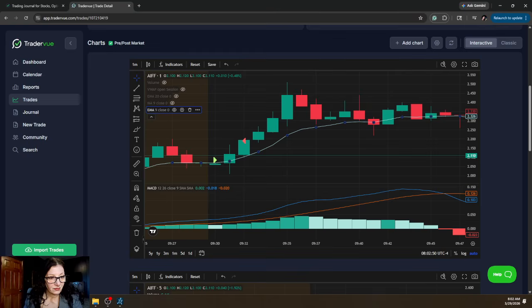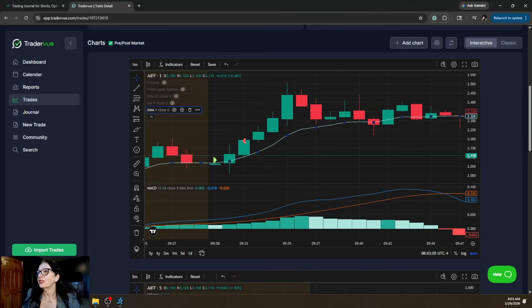So now that you can see it on your chart, let's talk about what it actually is. And I'm going to keep the math simple. EMA stands for exponential moving average. Okay, and this is different from a simple moving average.